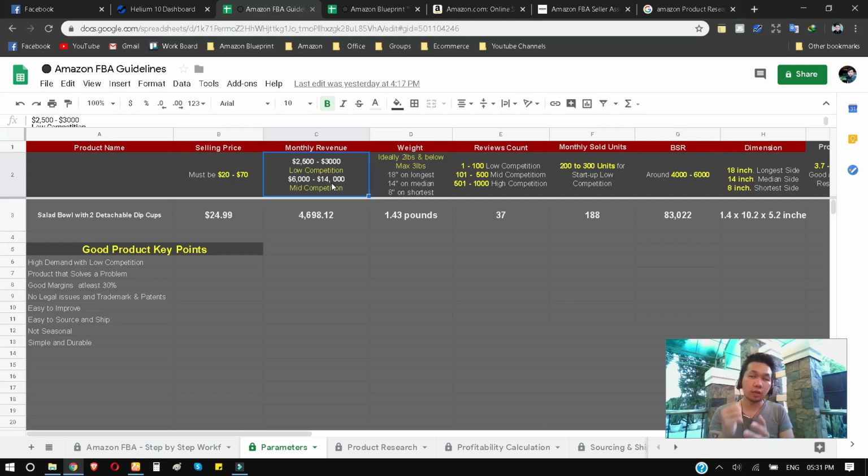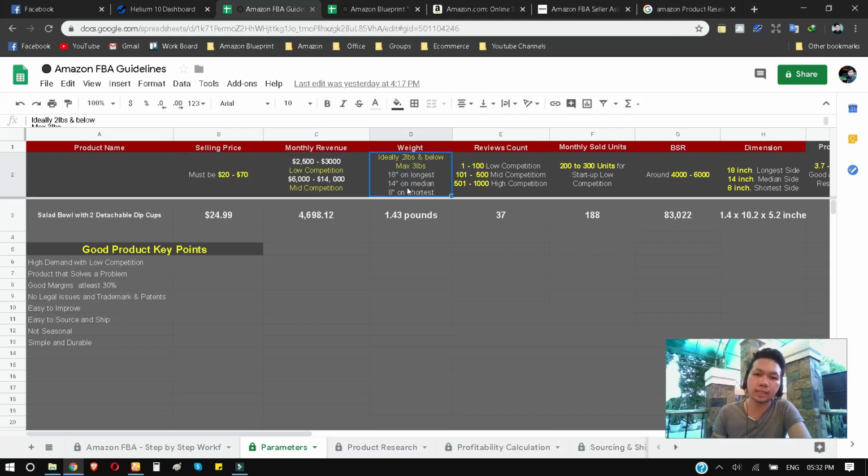Kasi ibig sabihin nun, the more na mas malaki yung monthly revenue ng isang niche or category, or let's say we are looking for shoes, kung titingnan mo yung monthly revenue ng shoes sa Amazon sa mga different sellers, the more na mas malaki yung monthly revenue nila, the more na mas competitive yung area na yon or category. Kaya you have to identify the monthly revenue na gusto nyong i-target.